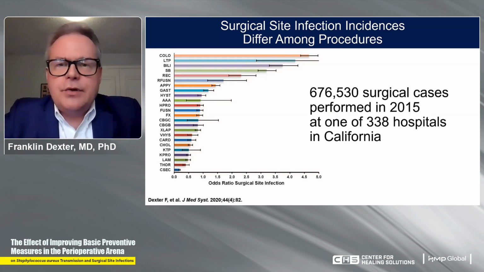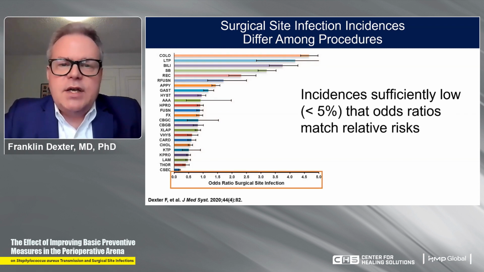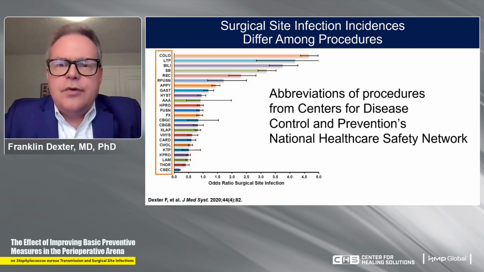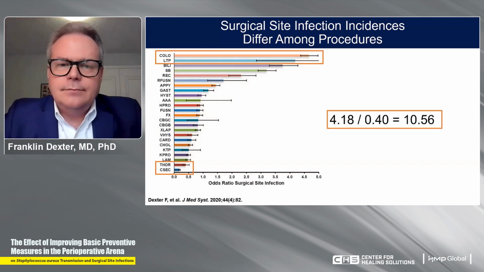You've also got to consider the surgical specialty. California has its hospitals report their surgical site infections. These are the odds ratios for comparing among categories of procedures. The odds ratios are like relative risks. The abbreviations are those used by the Center for Disease Control in their monitoring of hospital infections. Colorectal surgery and liver transplant have a high incidence of surgical site infection, and it's a lot more than thoracic surgery or cesarean sections. These are the data from California.